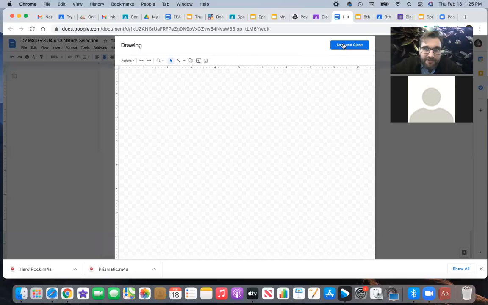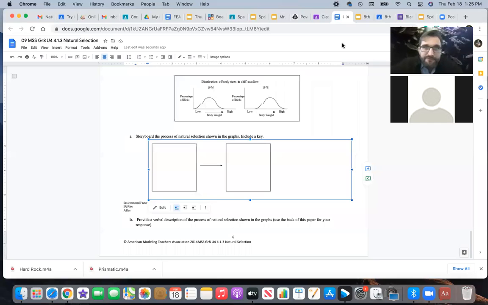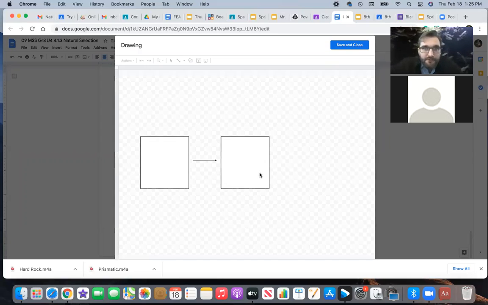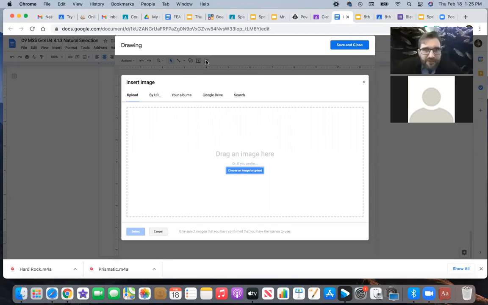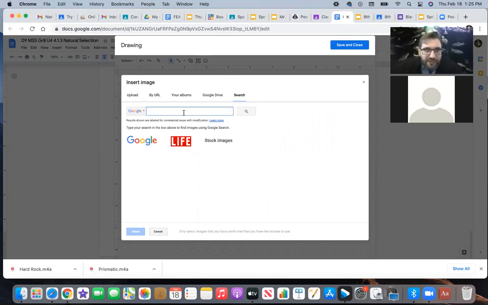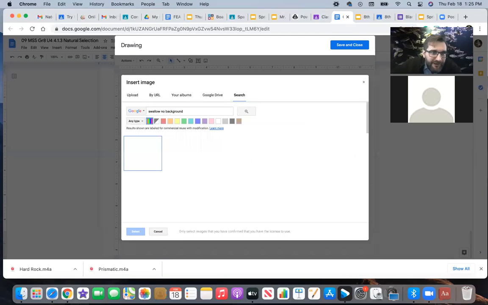It doesn't seem to want to pop up for some reason. There we go. All right, so now I've got my 2-box storyboard in this case, and maybe I want to pull up a picture of these swallows. So I can go into the image button and search and type in, I don't know, swallow. I like to put no background in there so then I don't have a bunch of blocky background. And you might even include swallow clip art as an option.